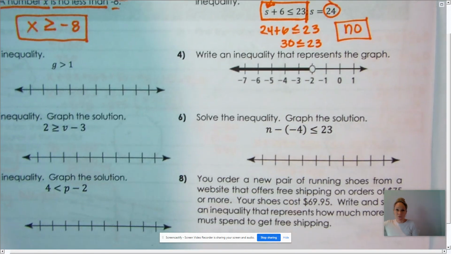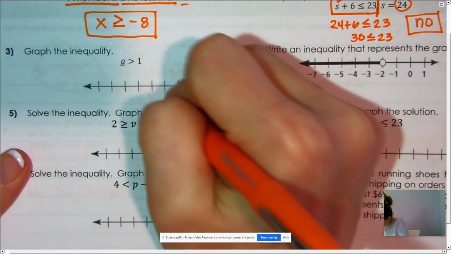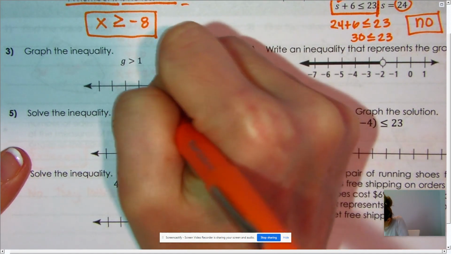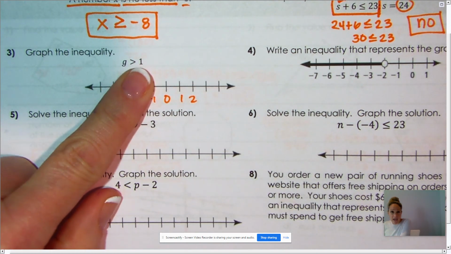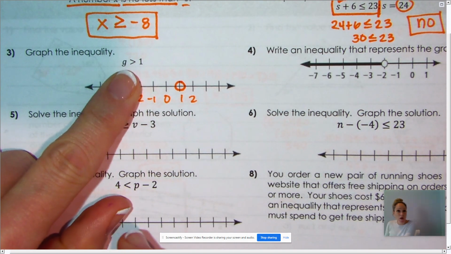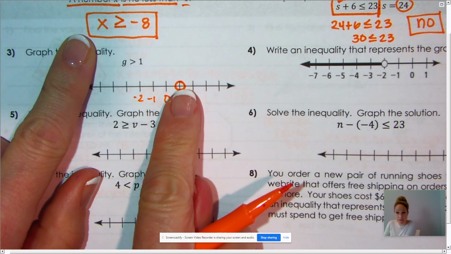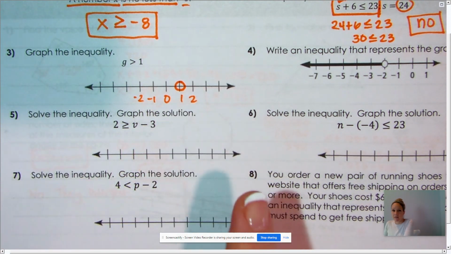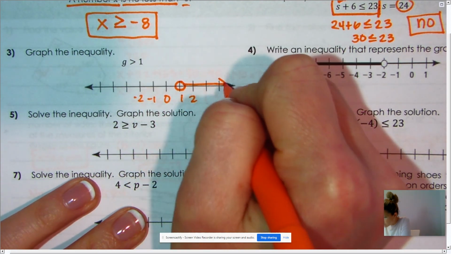Question number 3, we're going to graph the inequality. So I like to start with a 0 and then go a couple spaces in each direction. So we're going to put a circle at 1. Okay. Then I look at the inequality and I say, is it equal to 1? No, so I don't color it in. I leave the open circle there. Okay. And then G is greater than 1, so we're going to go this direction.